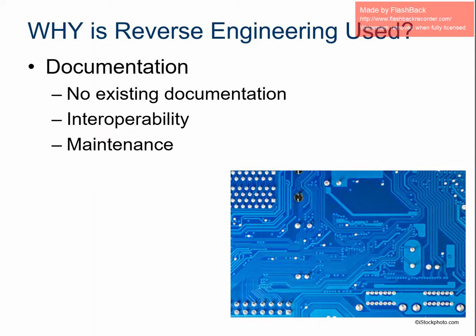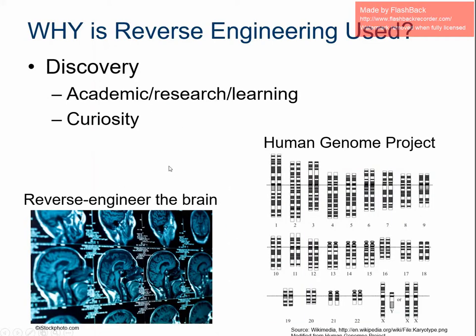Why we use it for documentation? If you're creating an instruction manual, you need to be able to document how something works or how something goes together. Also, if you ever want to fix it, you need to know how it works. So maintenance requires documentation. Discovery. This is both academic and just basic curiosity. How many of you when you were younger took something apart, usually tried to put it back together and ended up with extra pieces parts? Not the way reverse engineering is supposed to work. This is why this was your curiosity.